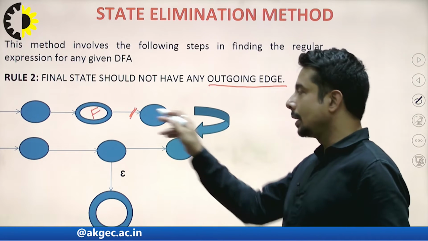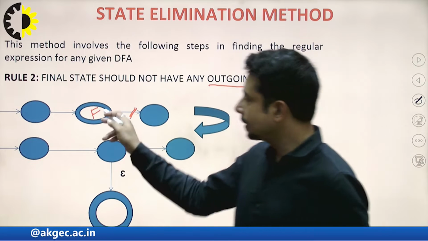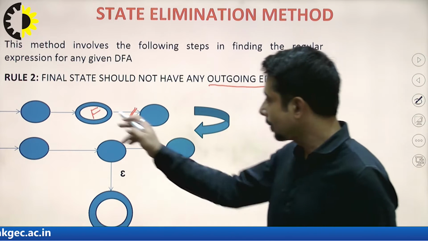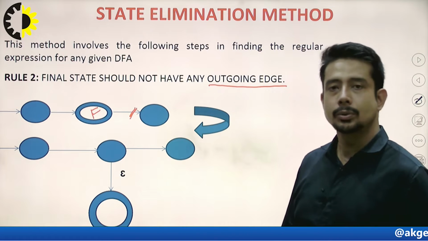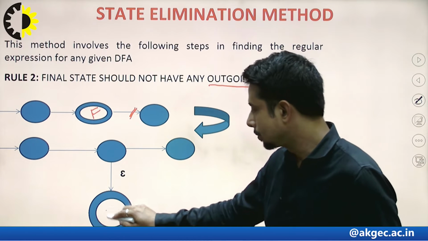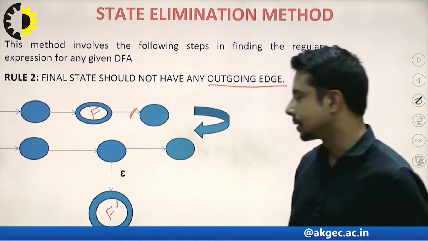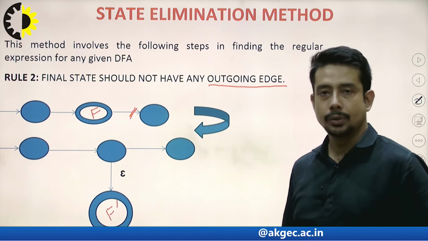So, we need to eliminate this. How? Just make this final state a normal state, and from this normal state, do an epsilon transition to a new final state, and this will be your new final state. This is how you need to do it.